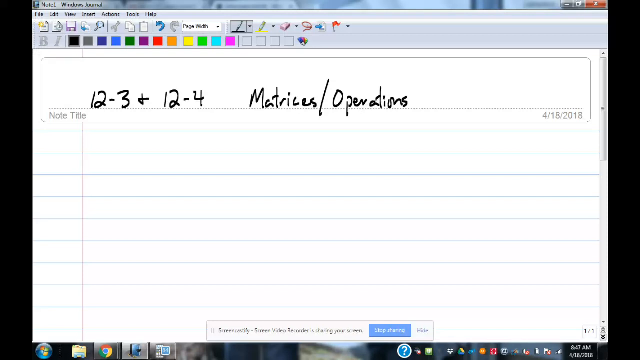So really, actually, like I said, it's an easier lesson, I think, than what we did yesterday with the systems of equations. It really is. The first thing we want to talk about is the determinant of a matrix.